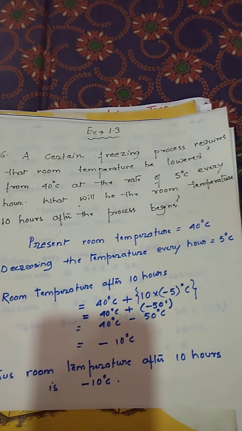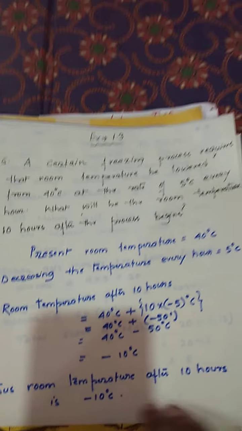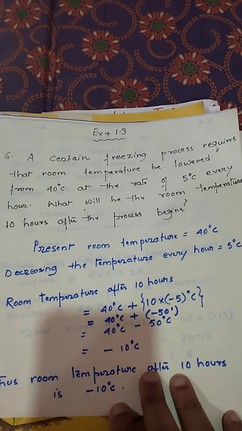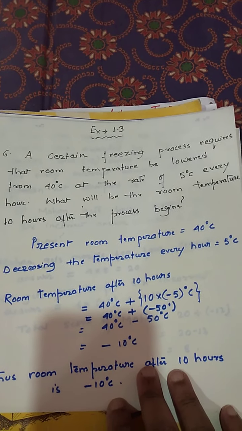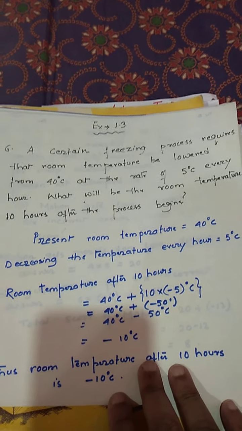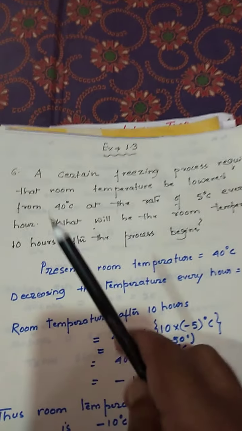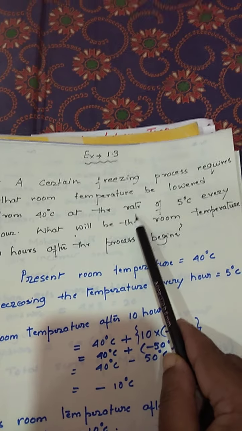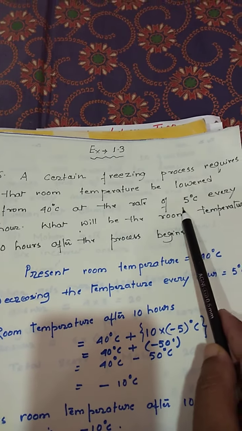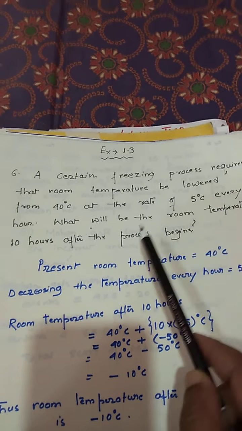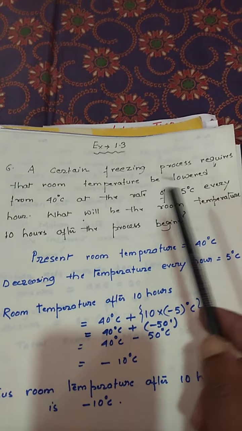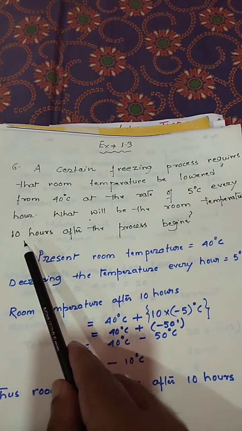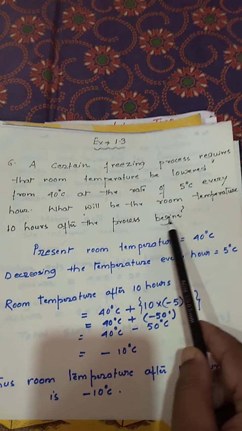So what is the question? A certain freezing process requires that room temperature be lowered from 40 degrees Celsius at the rate of 5 degrees Celsius every hour. That is, the present room temperature is 40 degrees Celsius and every hour it is decreasing by 5 degrees Celsius. Now if it is happening in this way, then what will be the room temperature 10 hours after the process begins?